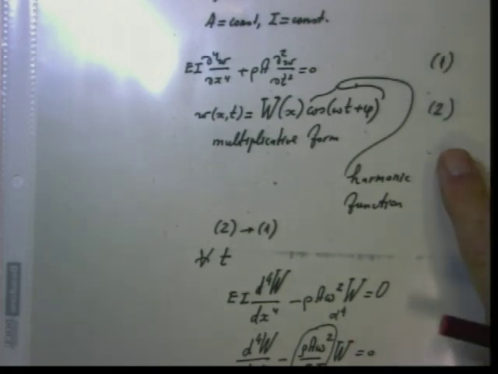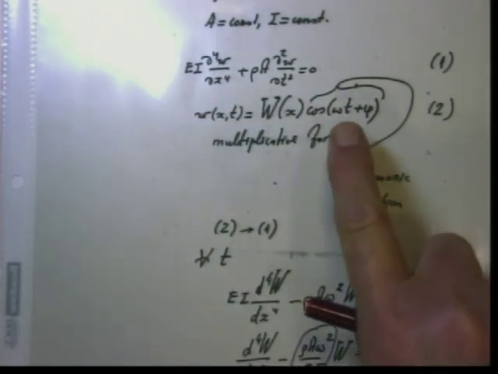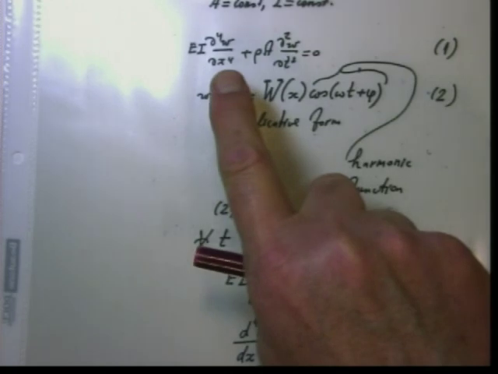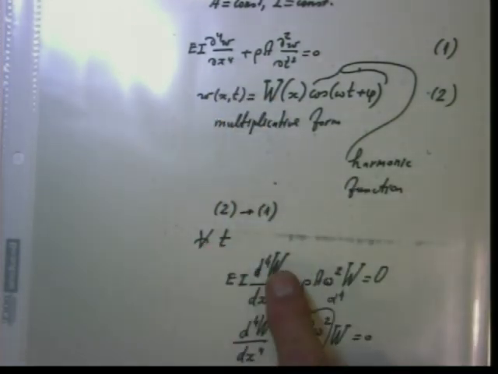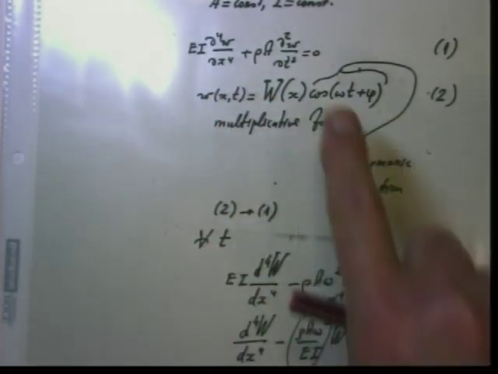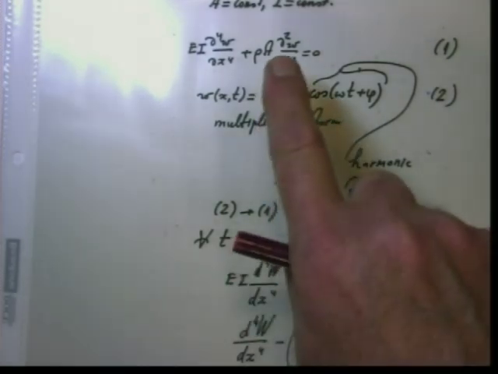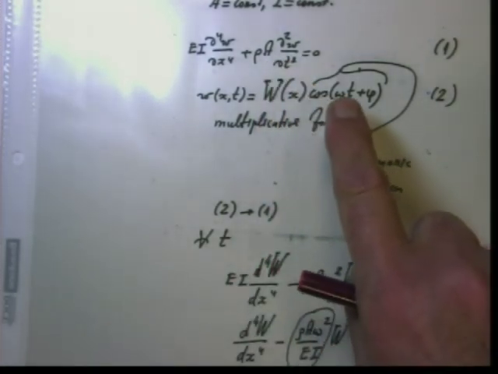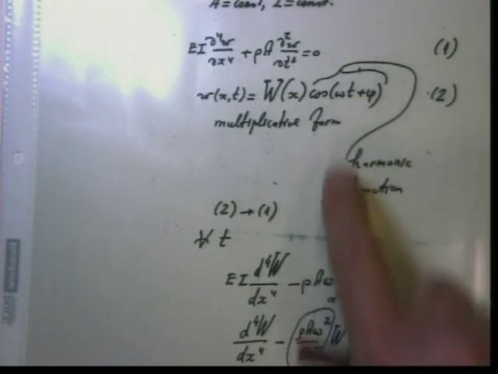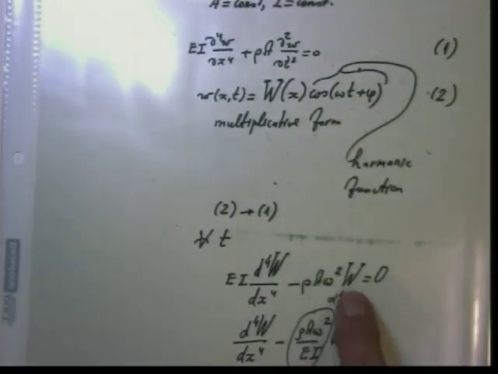This is equation 2. This is actually assumed form. Maybe it does not work, but we will see that it does. So we substitute this function here, we get fourth derivative of capital W times cosine. Then when I differentiate cosine, I get minus omega squared, and capital W equals 0.